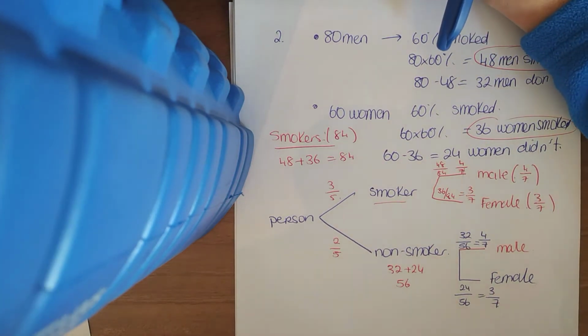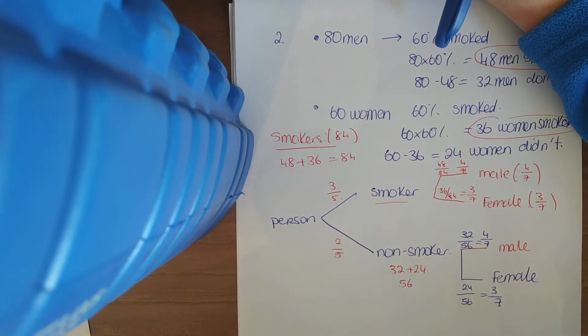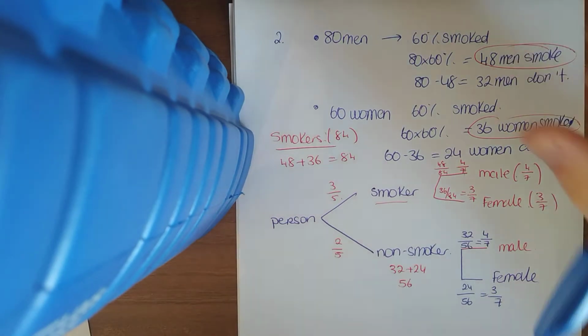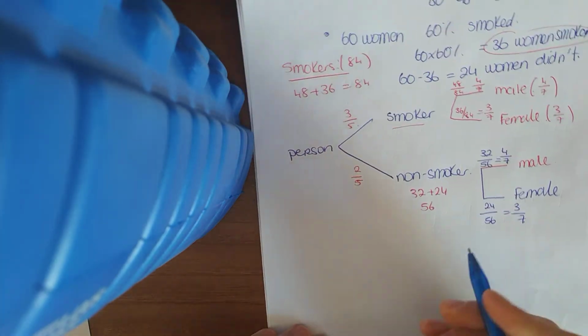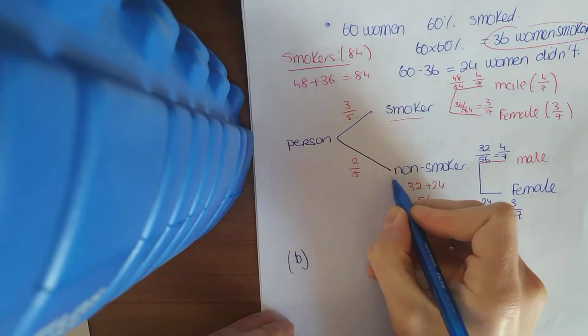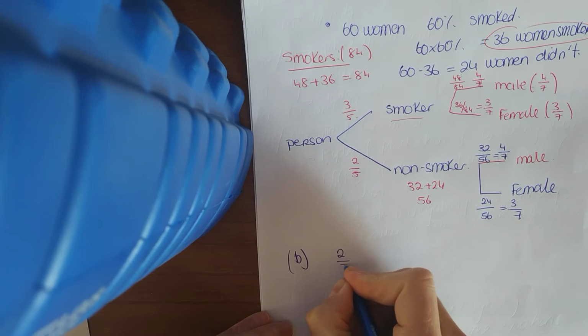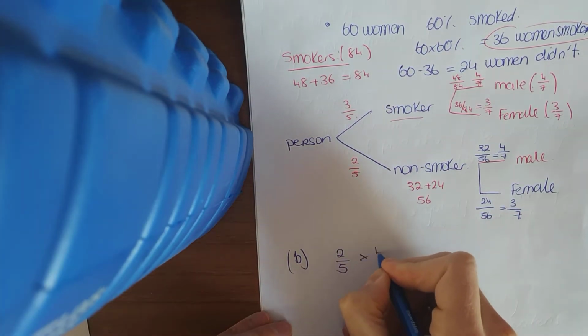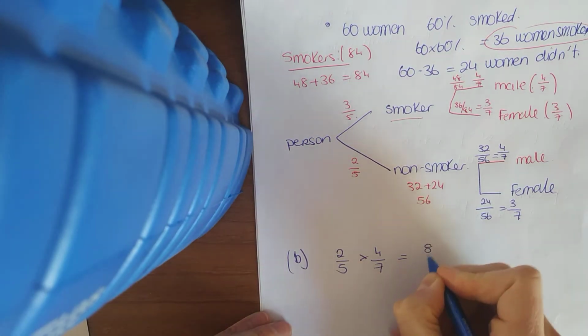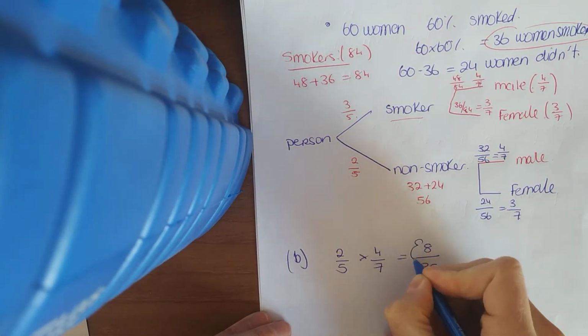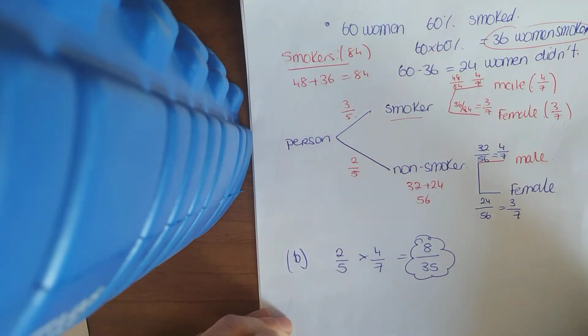Now the next bit of the question. Find the probability that the person chosen is a male who does not smoke. Male who does not smoke. So you just follow along the branches. So being a non-smoker is 2/5, and being a male 4/7, and just multiply along the branches and you get 8 over 35. So there's your answer there.